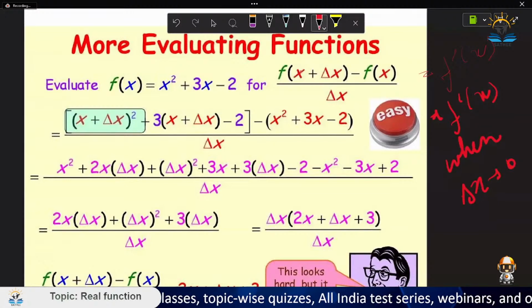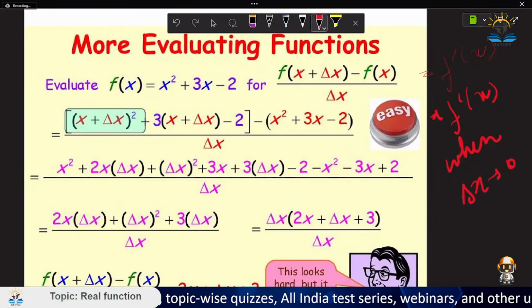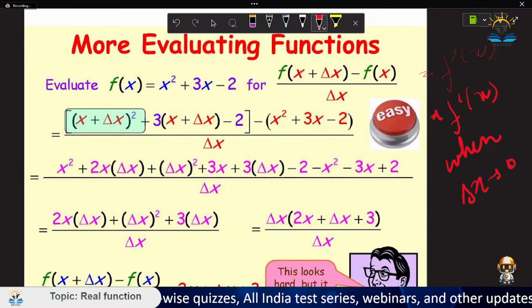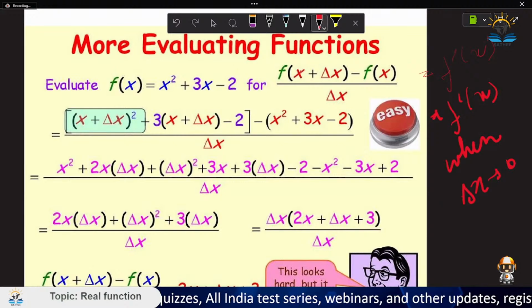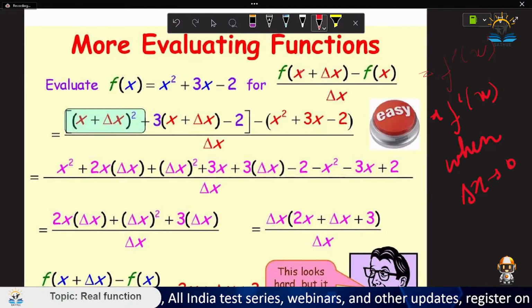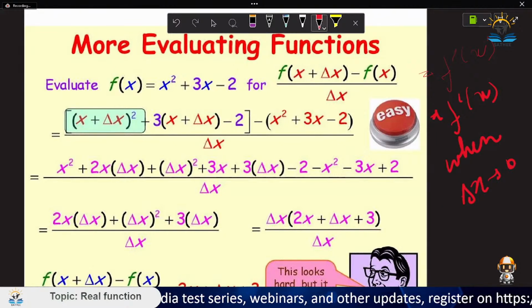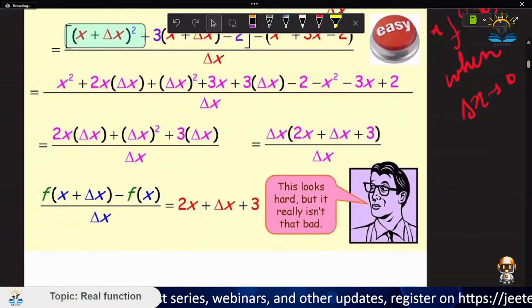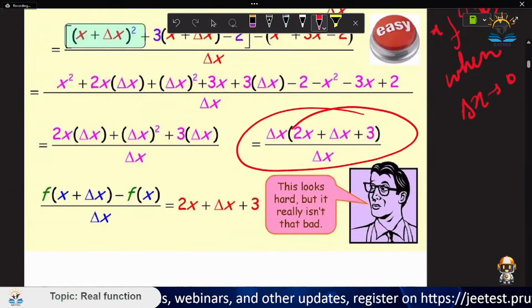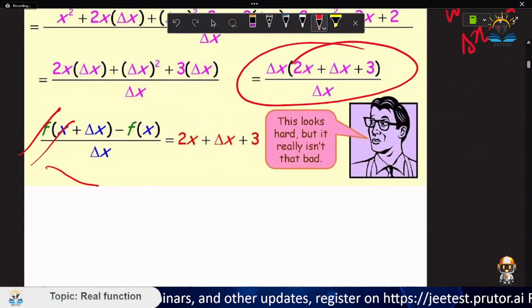So we try to calculate it. x plus delta x whole square plus 3 of x plus delta x minus 2, subtracted from the definition of f of x itself, and then upon delta x. When you further solve the equation, you get this, and this becomes this equation.